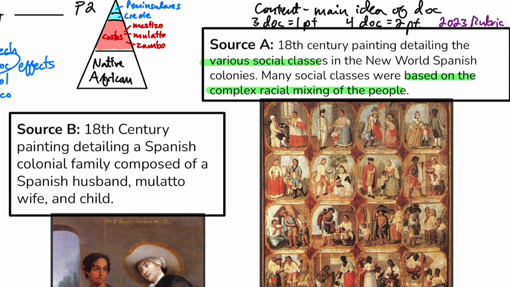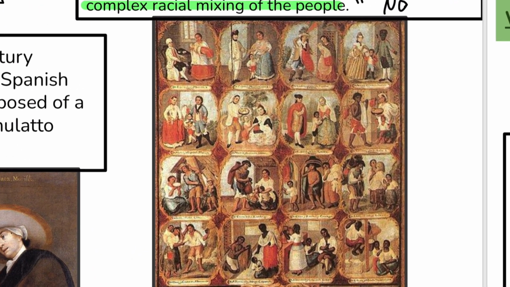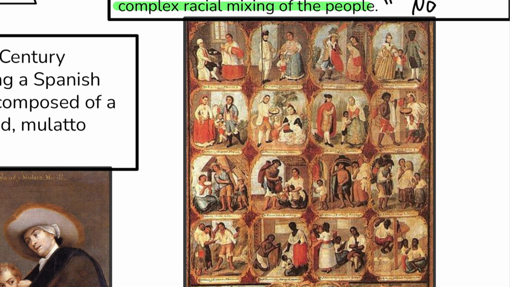So if your content statement was, various social classes in the New World Spanish colonies existed because of complex racial mixing of the people, you're literally just taking words from the source and putting it on paper. That's not a summary of the document. So in the chat, summarize this image in a sentence without using the source line. Tell me the main idea of this image in a sentence.